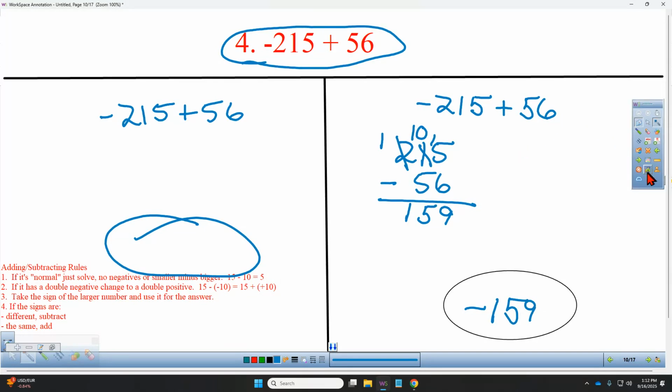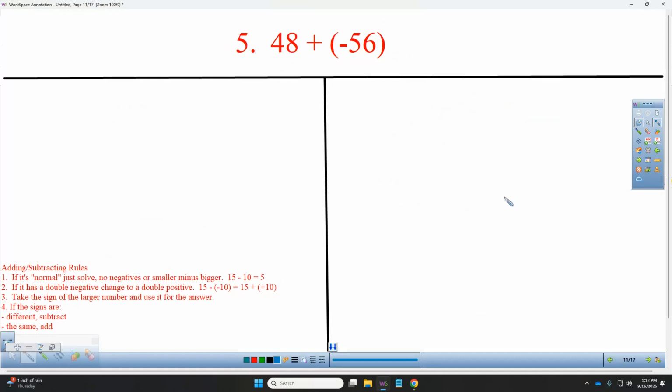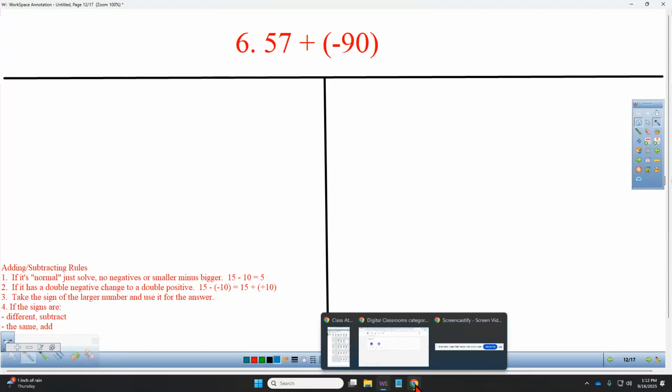Okay, then what I'd like you to do next is, for problem number 5, I'd like you to solve that on your own. So pause the video, write that down, and then I'm also going to have you solve number 6. So number 6, go ahead and write that down, and you're solving 5 and 6 on your own. If you have any questions, you can ask Mr. Hernandez or you can ask myself, and we'll be happy to help you out. Thank you very much.